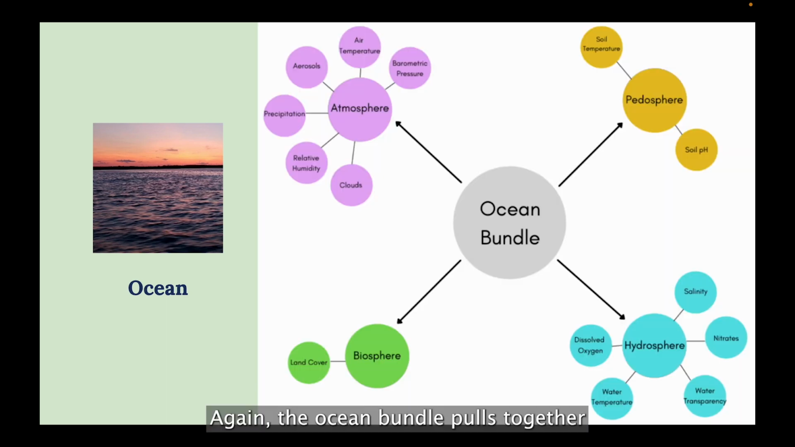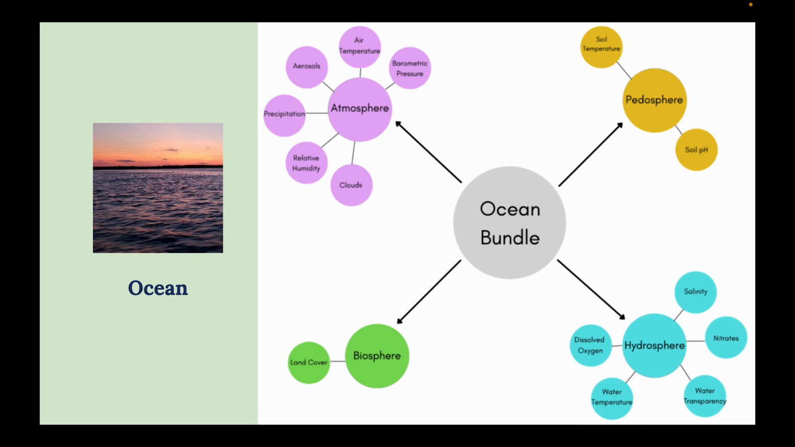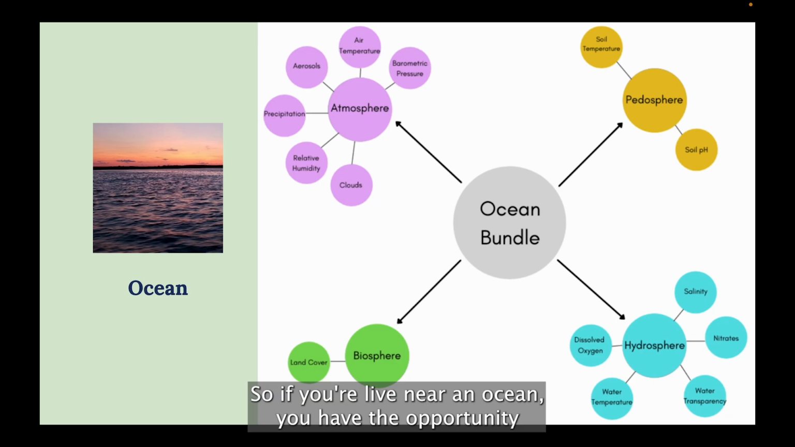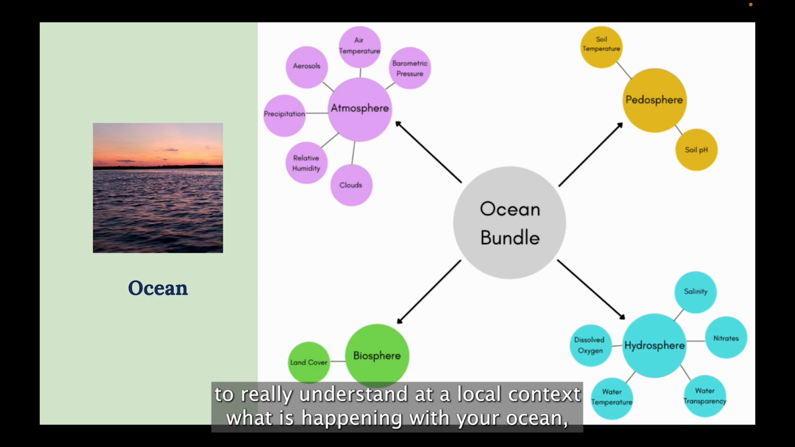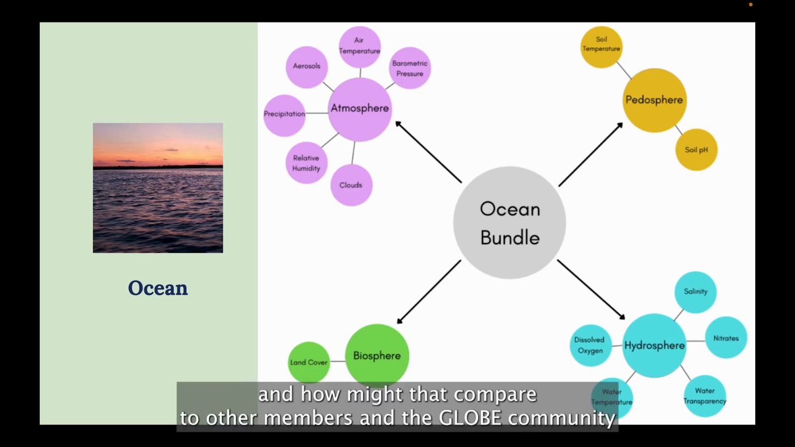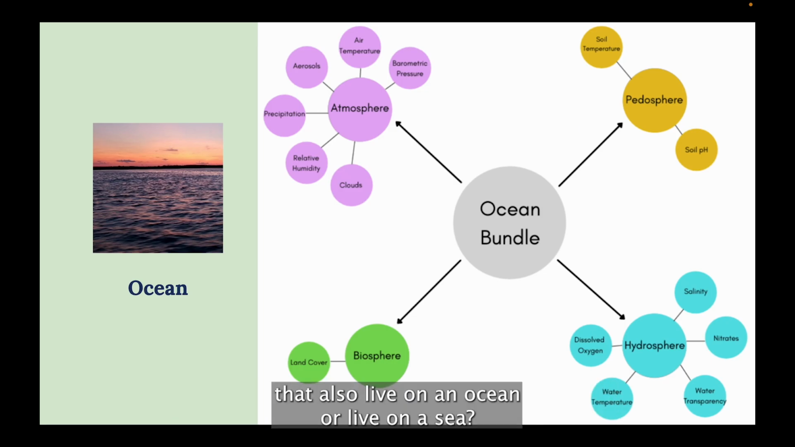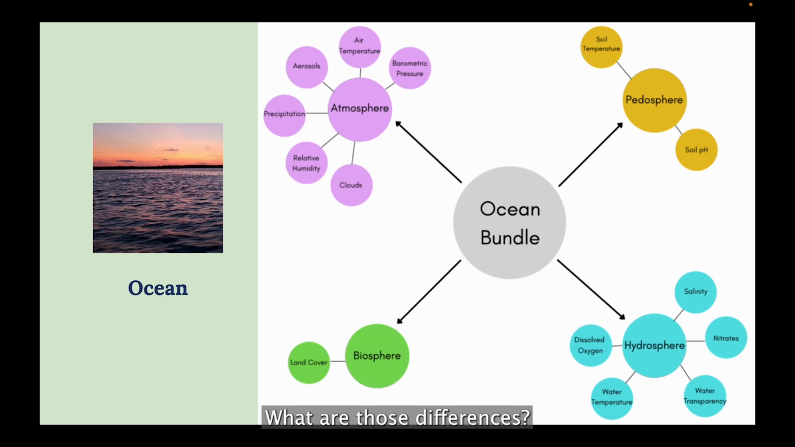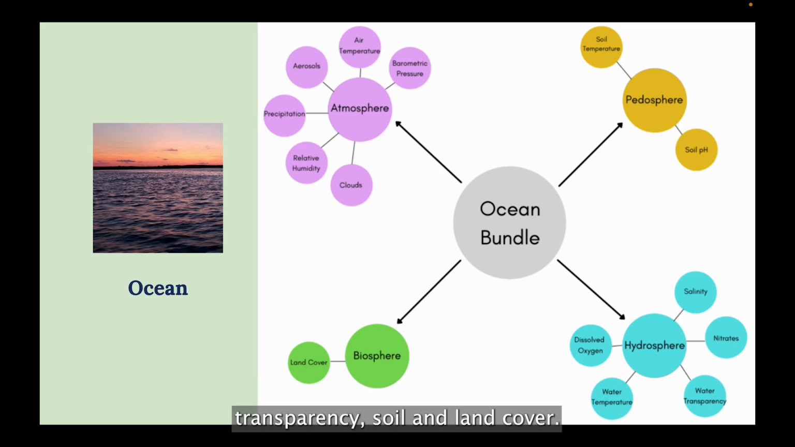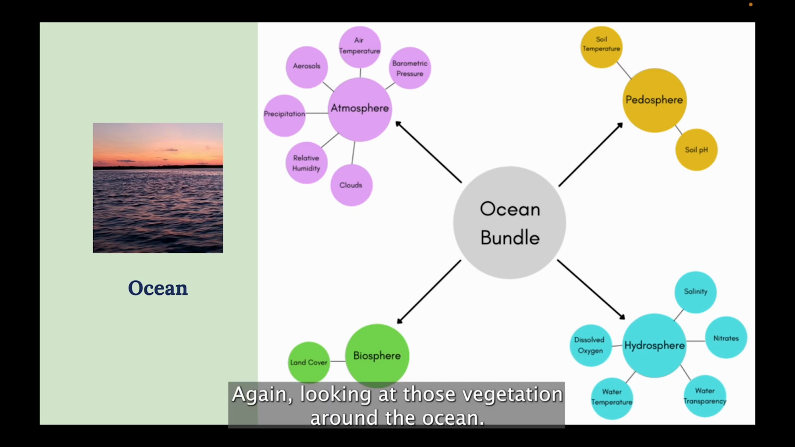The ocean. Again, the ocean bundle pulls together protocols from every single sphere. Again, allowing you to get a full view of understanding this complex ecosystem. So if you live near an ocean, you have the opportunity to really understand at a local context what is happening with your ocean, what is happening on your shores, and how that might compare to other members in the GLOBE community that also live on an ocean or live on a sea. What are those differences? And you can look at that by comparing air temperature, water transparency, soil pH, and land cover. Again, looking at the vegetation around the ocean.